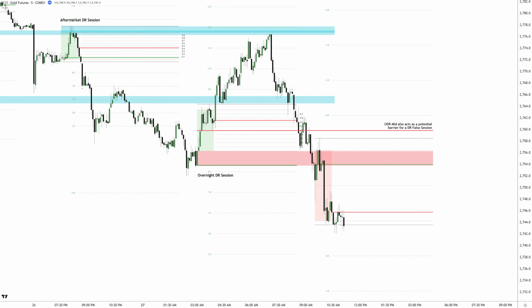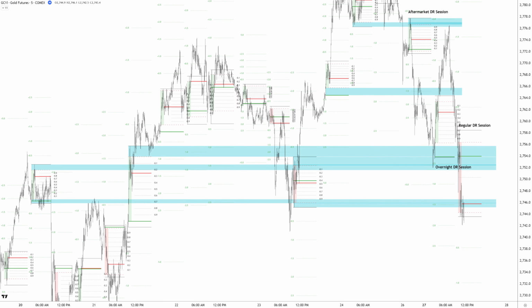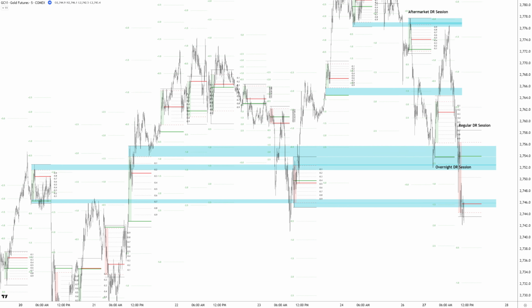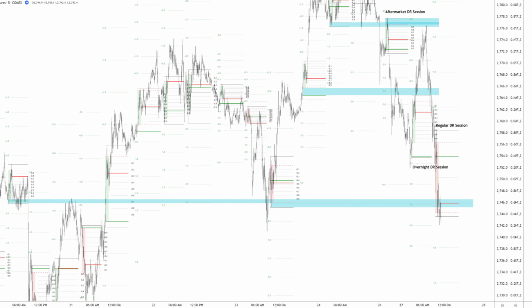With the session set up, the focus now shifted to waiting for a retracement into the defining range, looking for clear rejections at high probability areas. Having previous DR session levels toggled on and off as needed ensured that all relevant price zones were properly accessible.